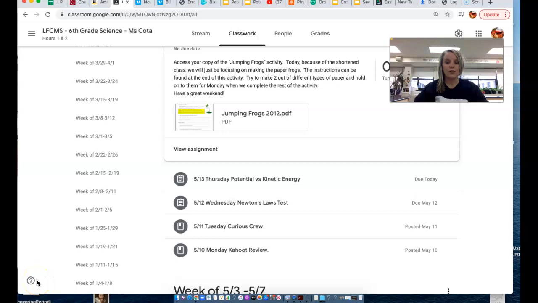Hello, sixth graders. Today we are going to continue working on our study of kinetic and potential energy by doing a little activity called jumping frogs. On Friday we all made our origami model of our frogs, and we were able to test them out to make sure they do in fact jump.